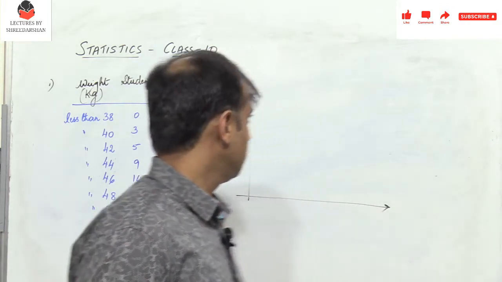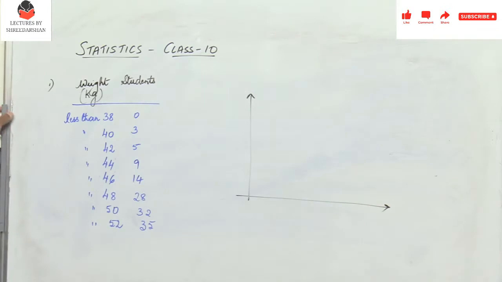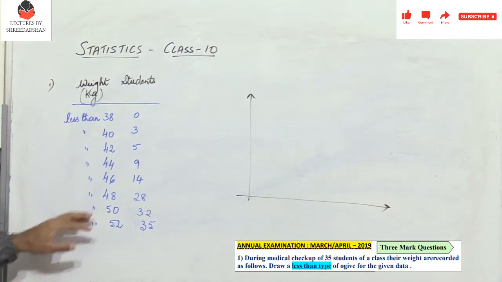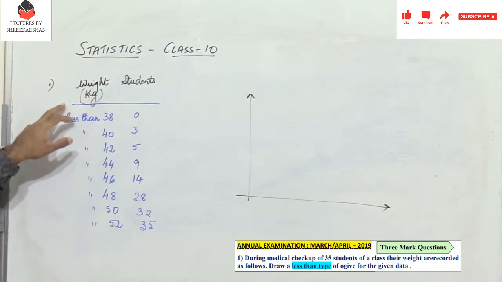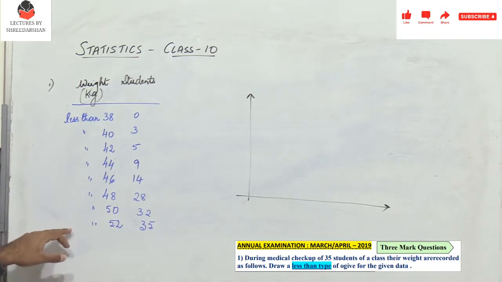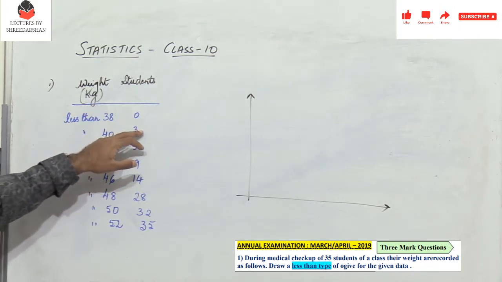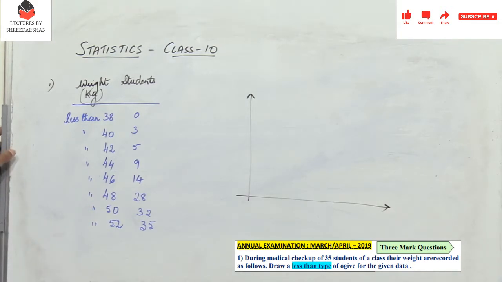The first problem is: during a medical checkup of 35 students of a given class, here is the list of students and the weight of the students given here. So less than 38 is 0, less than 40 kgs is 3, and so on. Draw less than type of ogive for the given data. So this is a 3-mark problem.